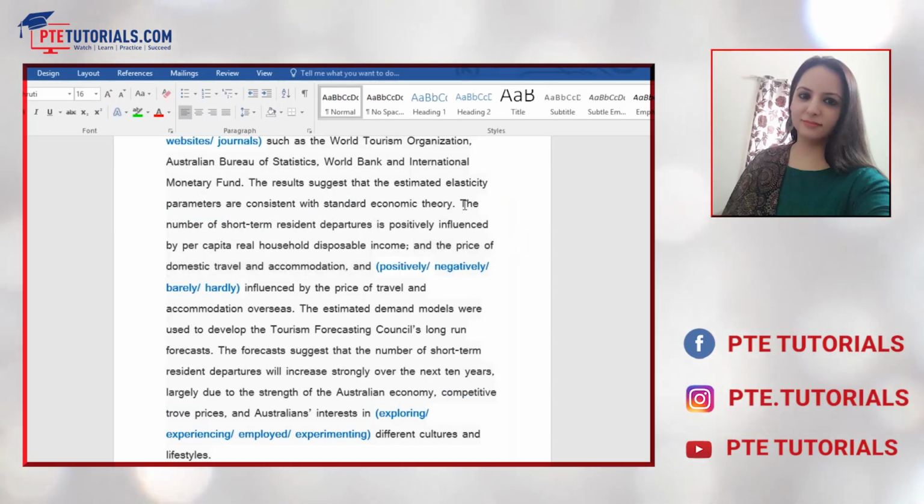Start reading from here. The number of short term resident departures is positively influenced by, it means they have used positively already, the price of domestic travel and accommodation, and negatively influenced by the price of travel and accommodation overseas. See, the number of short term resident departures is positively influenced by this and this, and it is negatively influenced by this and this. Turn by turn, I have to go. So we'll be selecting here negatively.